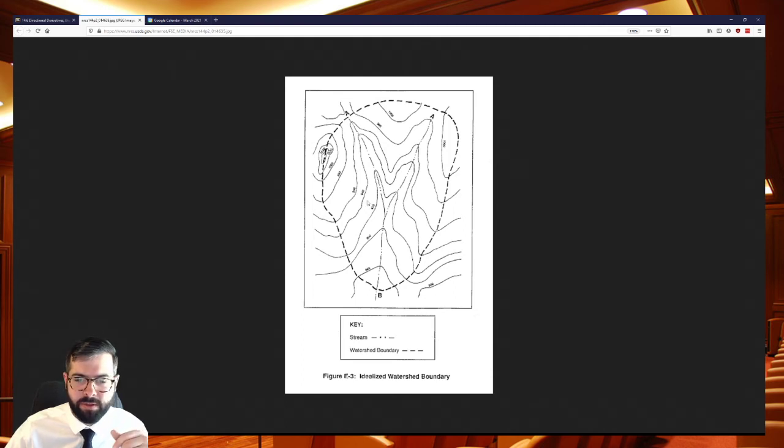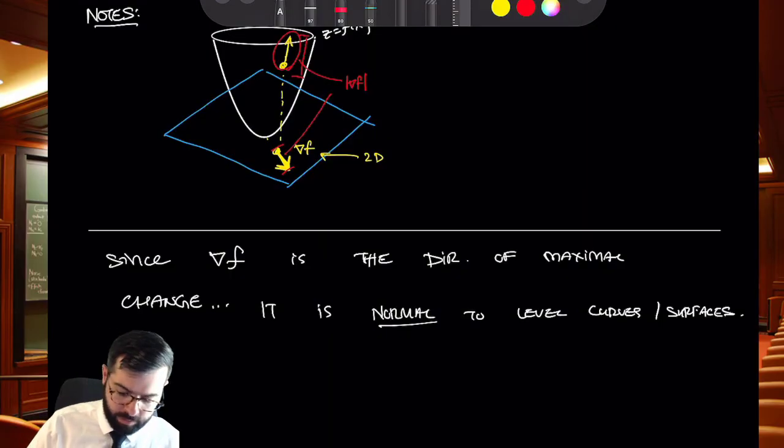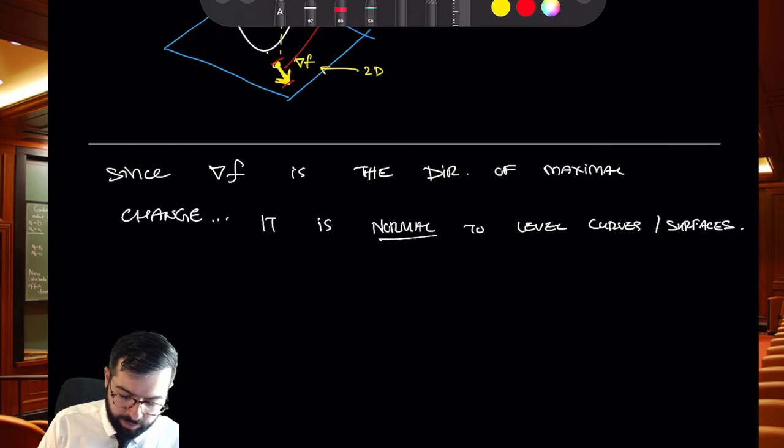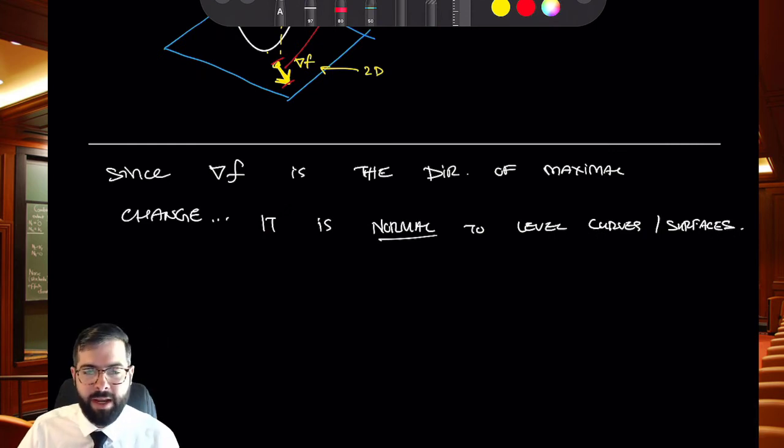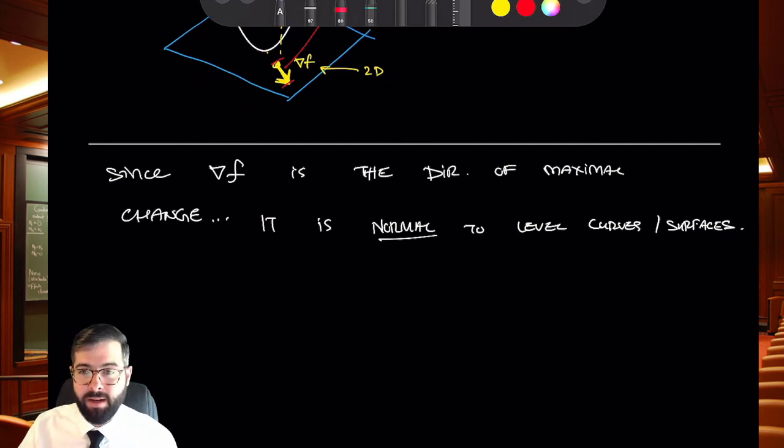This is in the notes if you want to zoom in on this a little bit better. But the gradient is the direction of maximal change, so it has to be normal to the level curves. And not just level curves, but level surfaces.